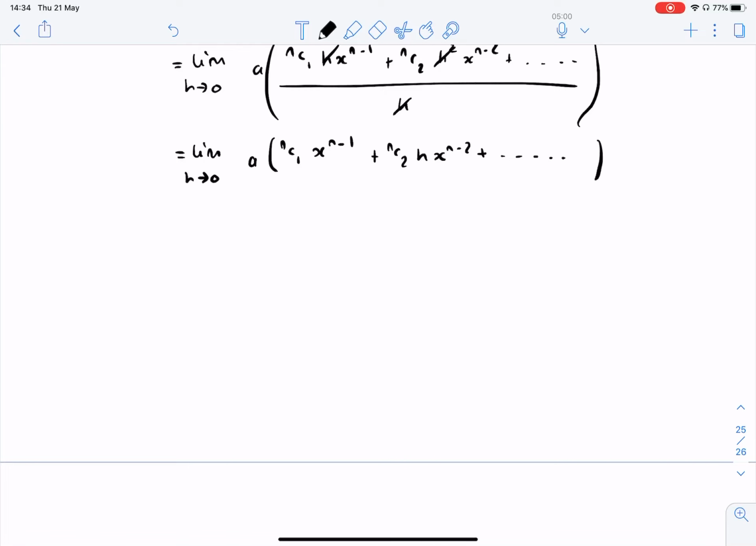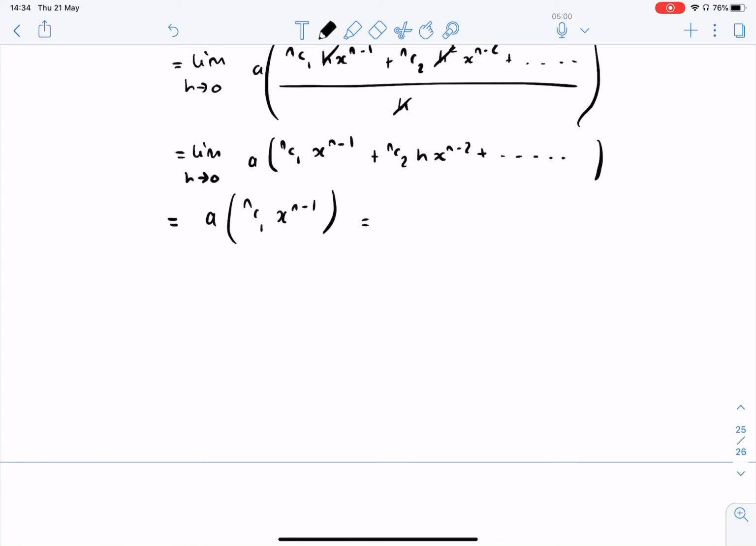So let's look at this. n choose 1 is just simply n, but let's look at this first. As h tends to 0, all of the terms you see here have an h, and the next one will have an h squared and so on, so they all tend to 0 too. So what we really are left with is a times n choose 1 times x to the n minus 1, because that's the only term that doesn't contain an h from this continuous series here.